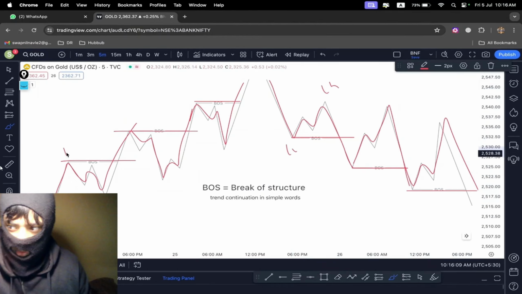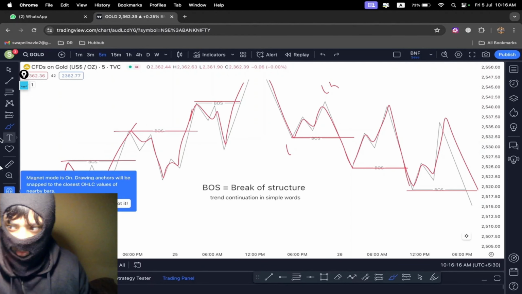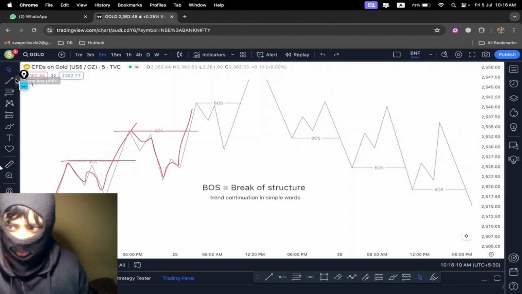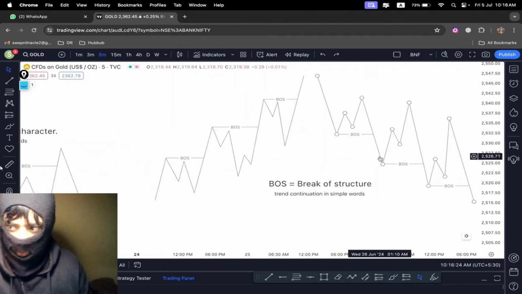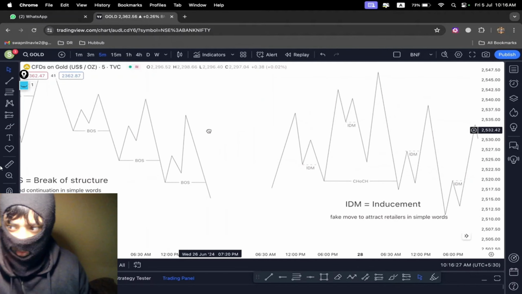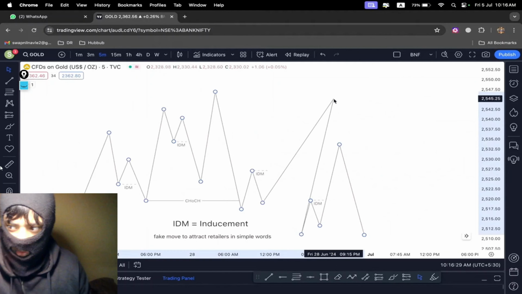And what was forming here? Higher highs, higher lows were forming. So this break of fracture is nothing more than trend continuation, isn't it? There are multiple factors involved. We'll understand that later, but I'm giving you a basic understanding of the terminology of what each represents. Right now, let's understand what IDM is.